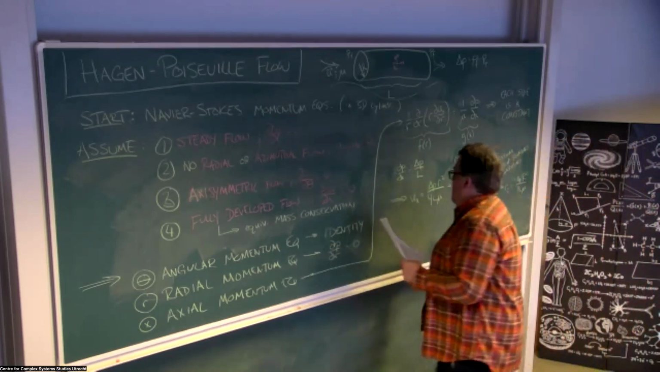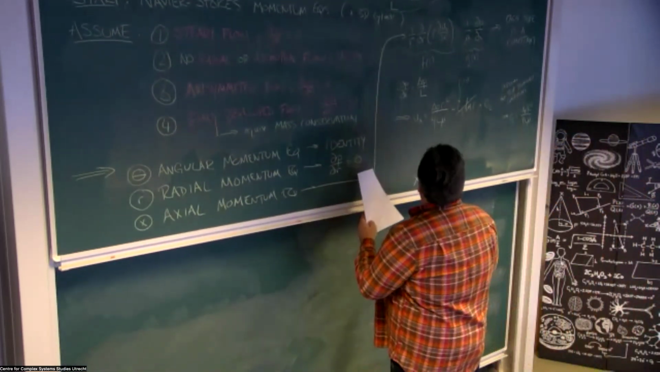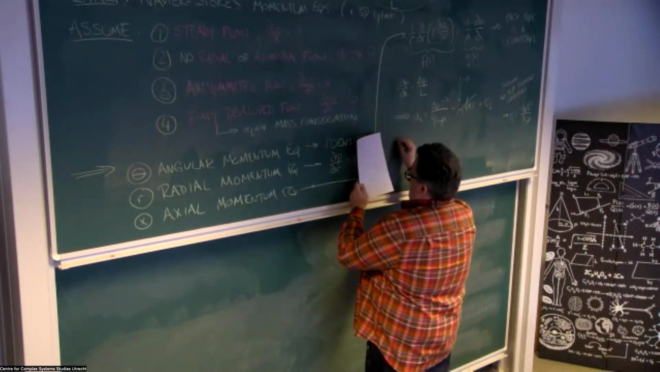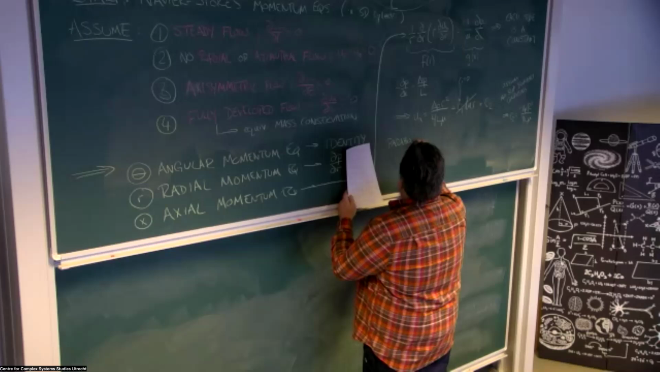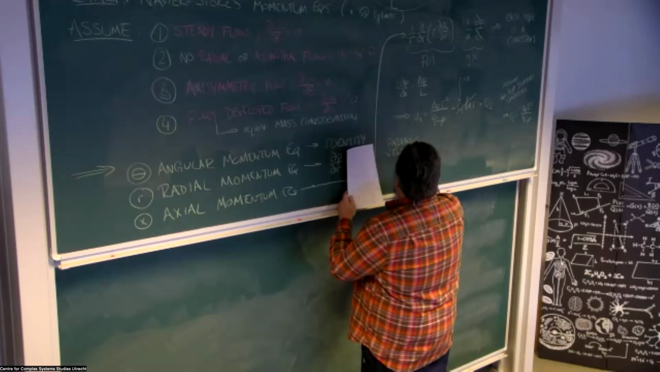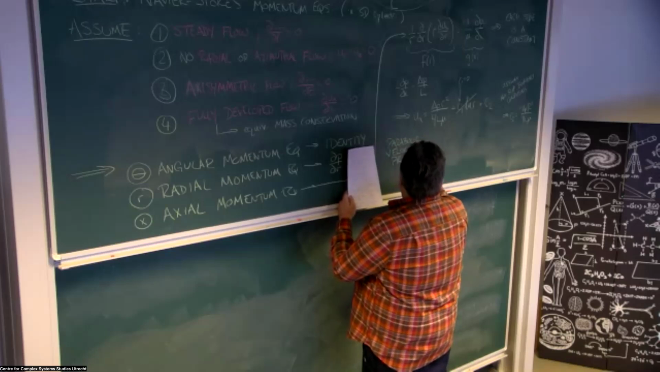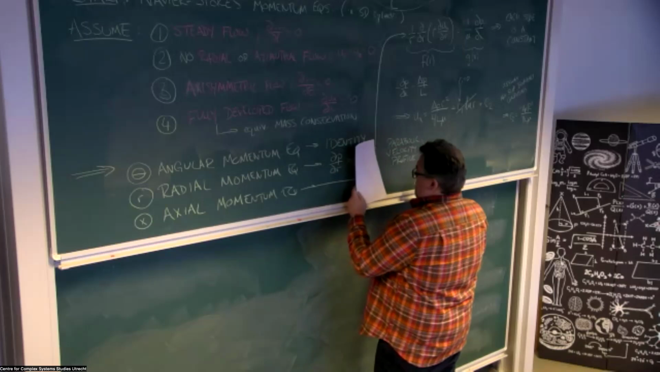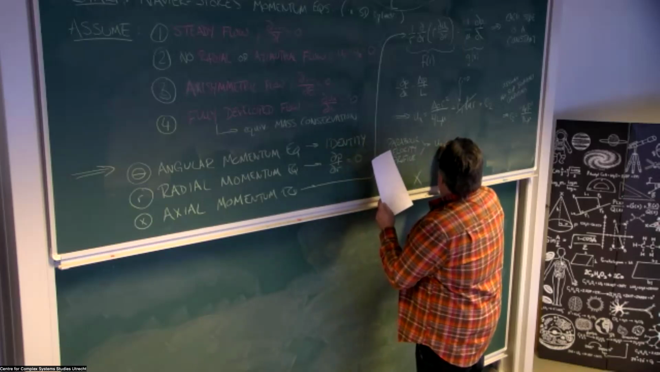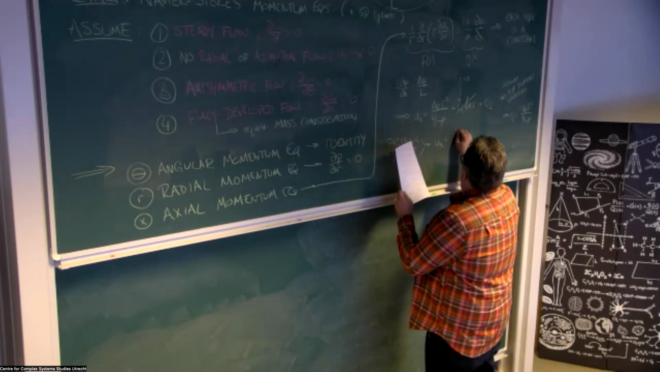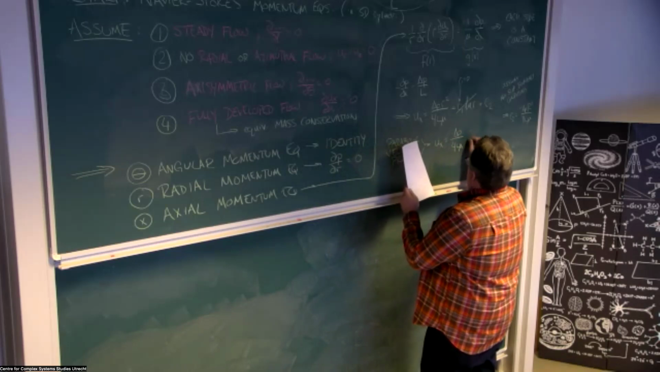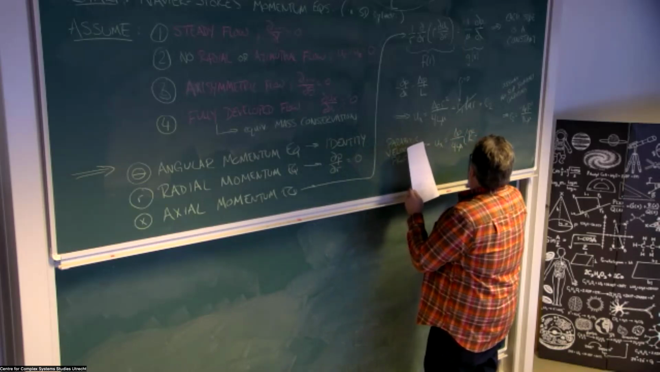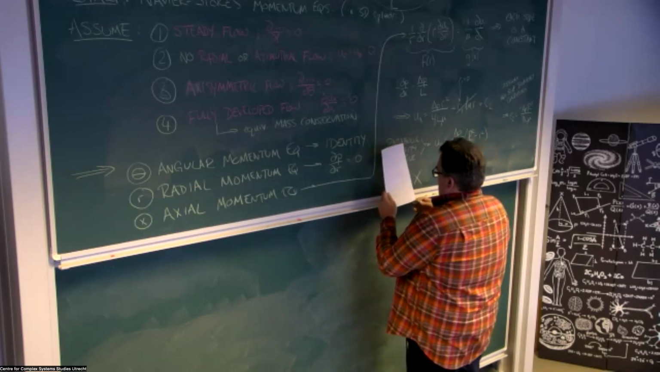In the end, flip the sign somehow, you get a nice parabolic velocity profile in the pipe, which is generically true for flows in pipes, laminar flows in pipes. Ux equals delta P over 4 L mu times R squared minus r squared.